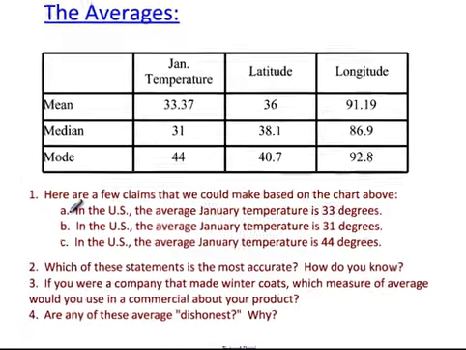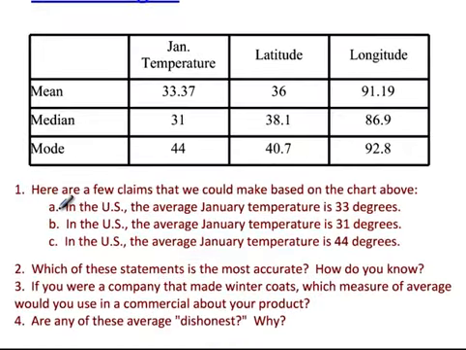If you look at A, it says we could say in the US the average January temperature is 33 degrees. B, in the US the average January temperature is 31 degrees. Or C, in the US the average January temperature is 44 degrees. There are some questions to think about that we're going to talk about next time. Which of these statements is the most accurate, and how do you know?